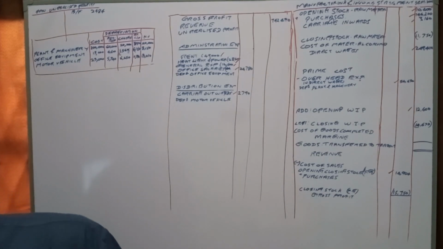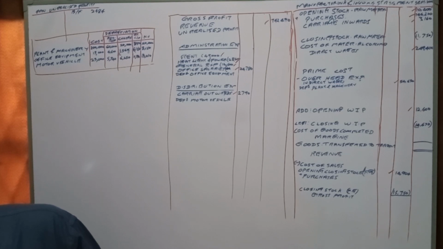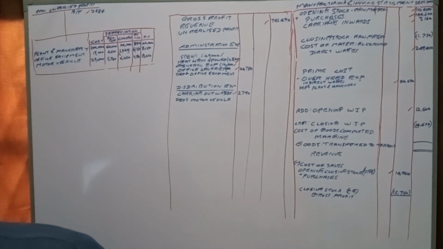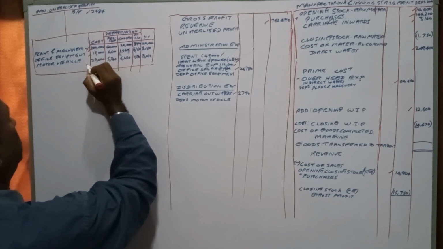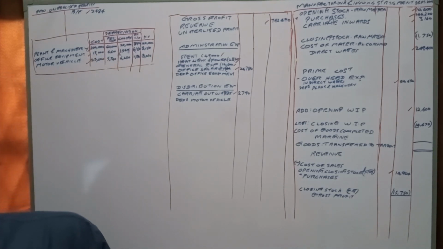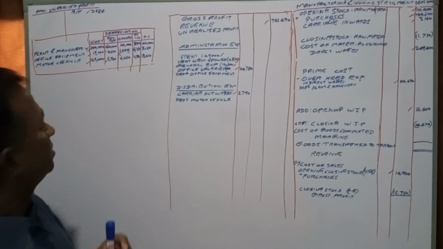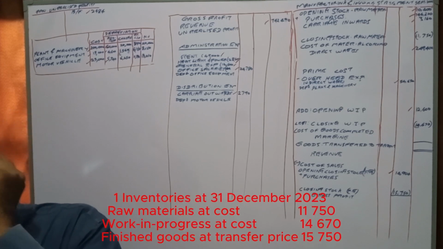And revenue 242,490, and provision for unrealized profit 2,484. And plant and machinery at cost 200,000, office equipment 15,000, and motor vehicle 25,000. And thereafter they have given provisions 60,000, 4,600, and 5,740. And closing inventories, number 1, this is additional information.